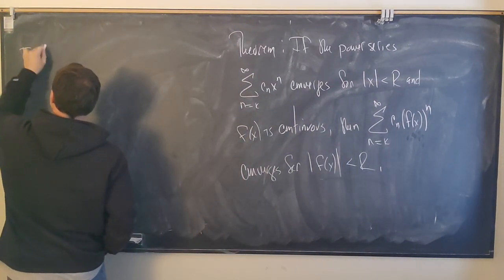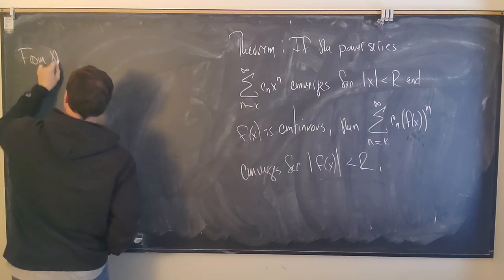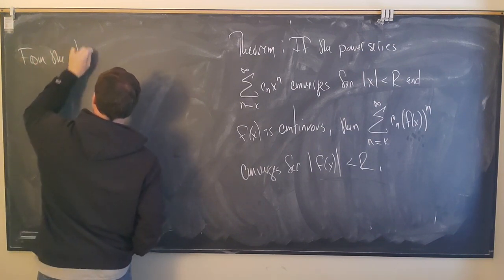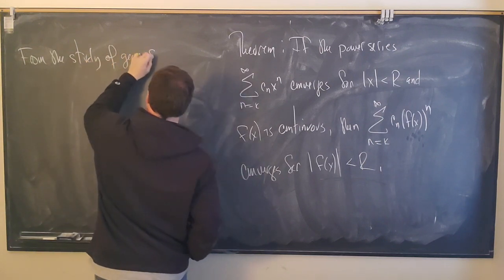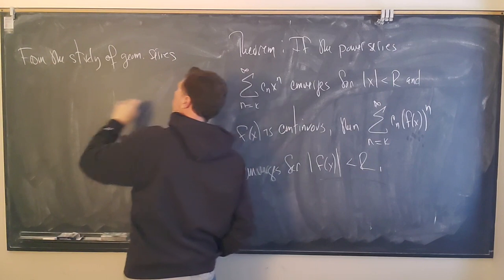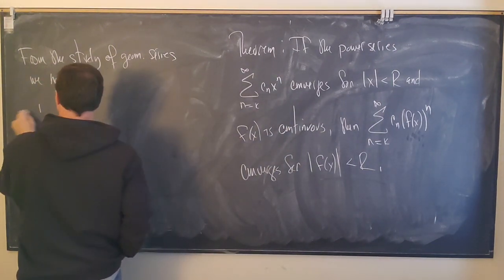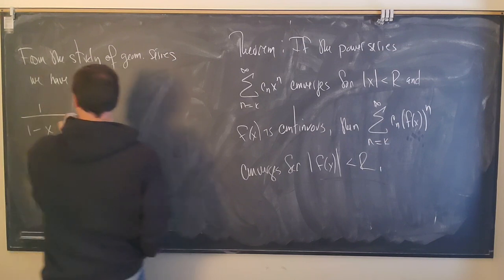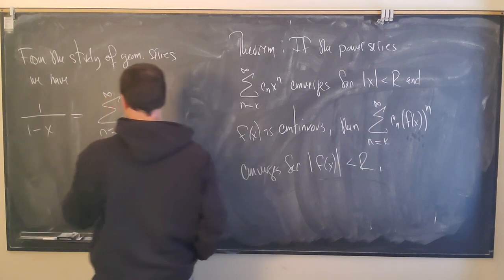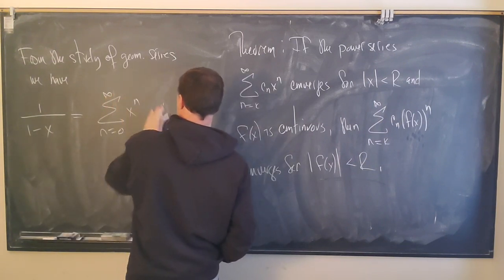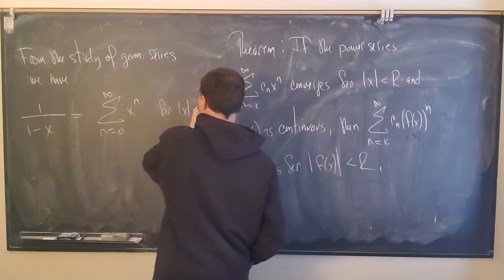So from the study of geometric series, we have that 1 over 1 minus x is equal to the sum n equals 0 to infinity x to the n, for absolute value of x less than 1.